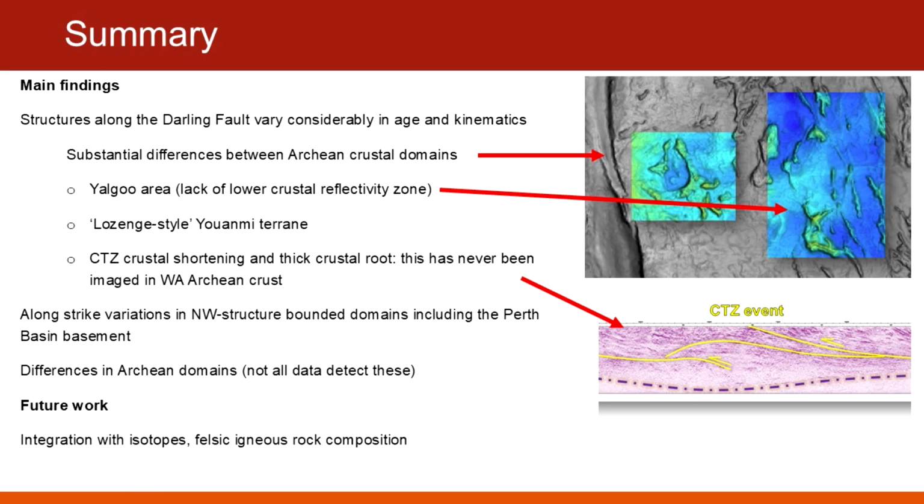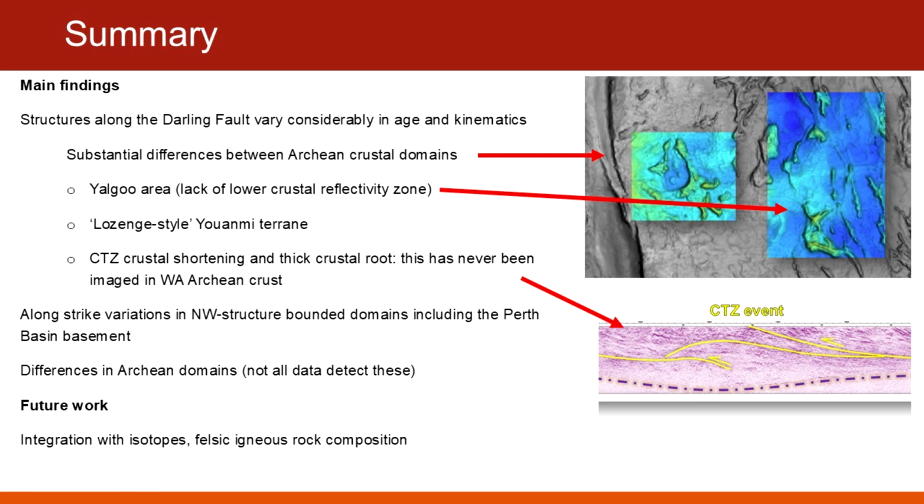So basically, some of the main findings, and by no means a complete list, because we've seen a lot of data this morning, different kinds of data sets. The structure along the Darling Fault varies considerably in age and kinematics. We've seen that from Ivan's talk and from what Charmaine has presented before. We also see substantial differences between Archean crustal domains. We have seen that before in the mapping and the potential field data.